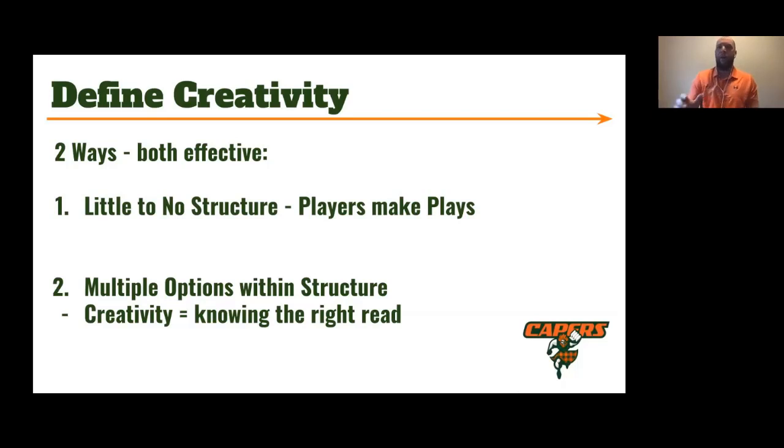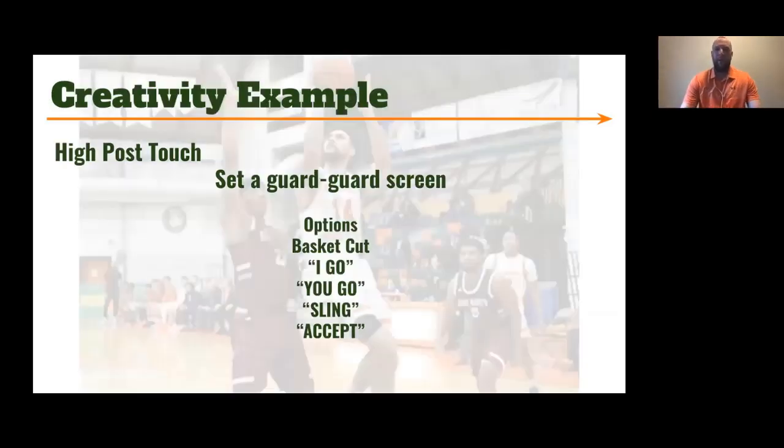Again, I think that's a really important thing. Here's an example. Within our offense, if there's a high post touch, we'll run a guard-to-guard screen, and there are essentially 5 reads within it, and 4 cut reads. We call them a basket cut, an I go cut, a you go cut, a sling cut, and an accept cut.